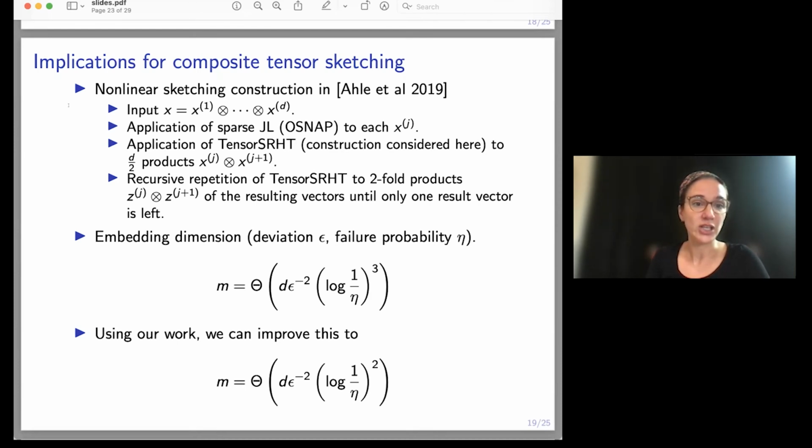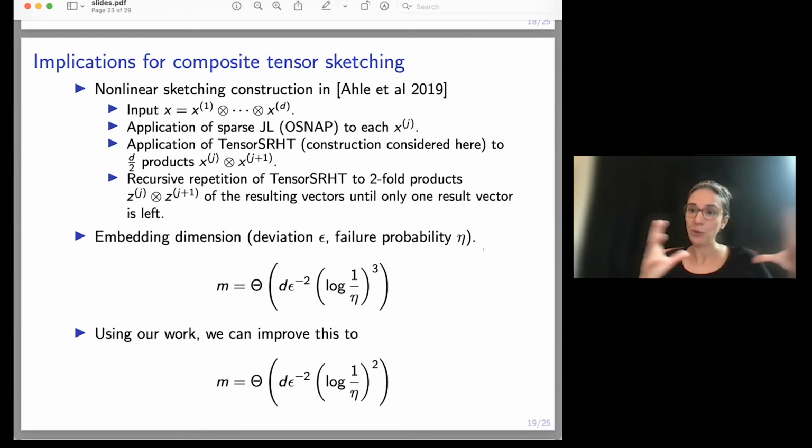And so one of these constructions of composite tensor sketching is in the paper of Ale et al. It considers these recursive constructions of our KJLT, which they call tensor SRHT, I believe. And they apply it to D divided by 2 products, and then recursively repeat this over twofold products of the resulting vectors until only one vector is left. So this is a product of several types of these embeddings into lower and lower dimension.